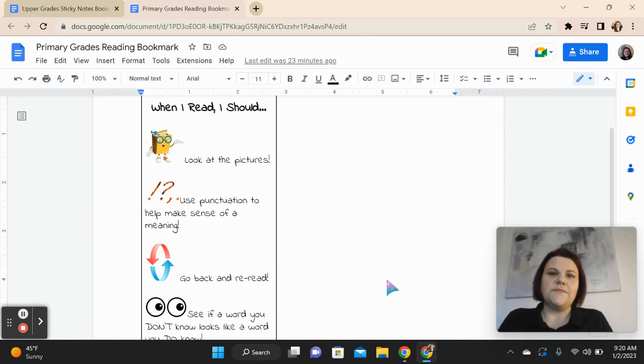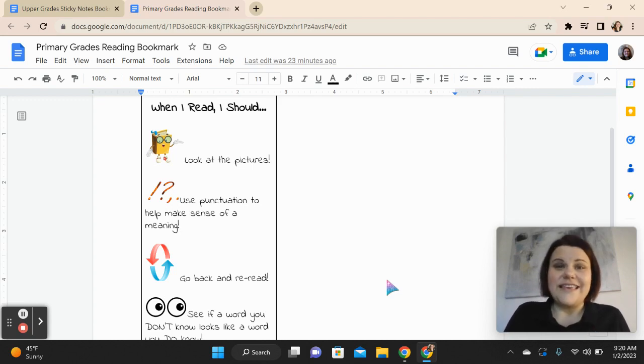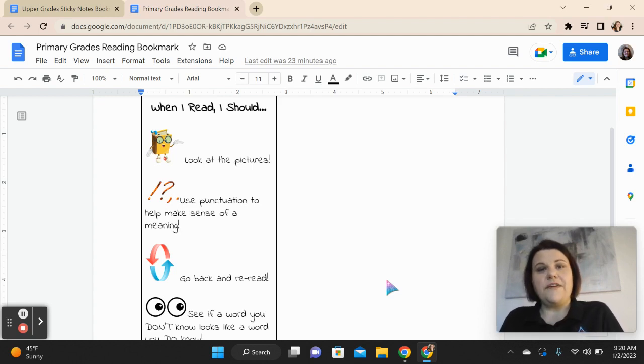So the first thing that I encourage my students to do is to look at the pictures. A lot of really amazing books have really amazing illustrators who have provided pictures to go along with the text. And for students that are not very strong readers, they can look at the pictures and help to figure out the story. For students that are strong readers, the pictures enhance the text. And I encourage the students to go through and look at the pictures even before they begin reading.